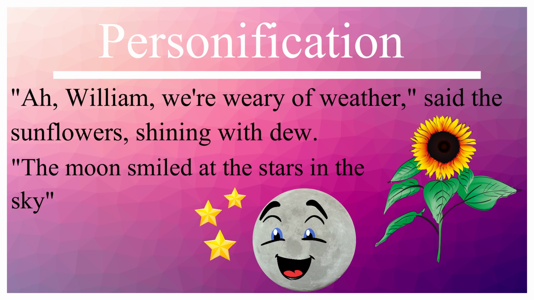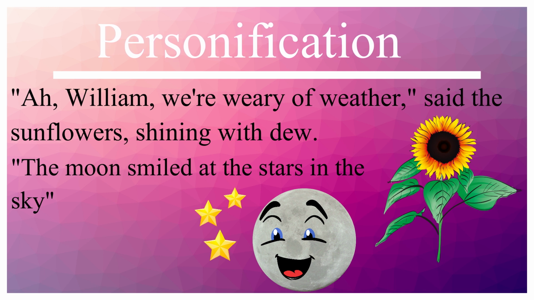The moon smiled at the stars in the sky. Smiling is a human attribute given to moon, which is a non-living object. Next example is a verse from William Blake's beautiful poem. The verse is, "Ah, William, we're weary of weather," said the sunflowers, shining with dew.